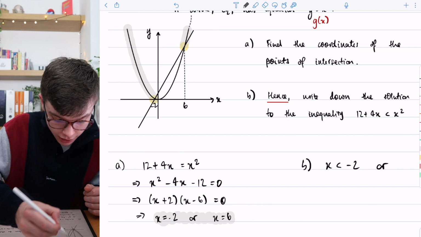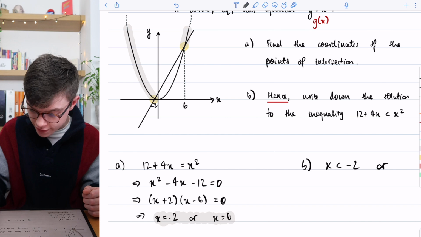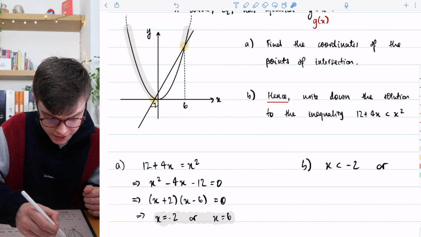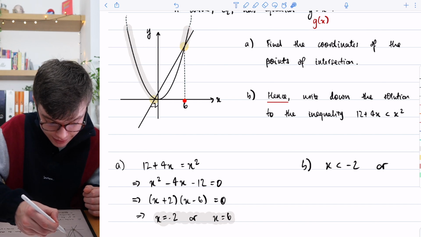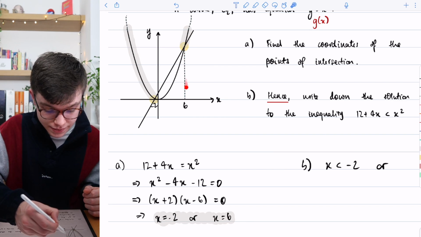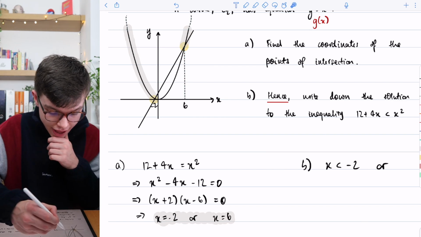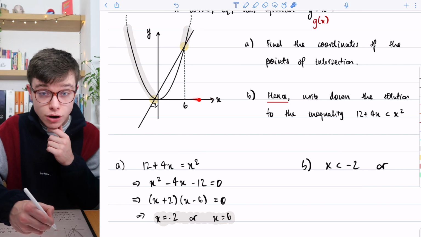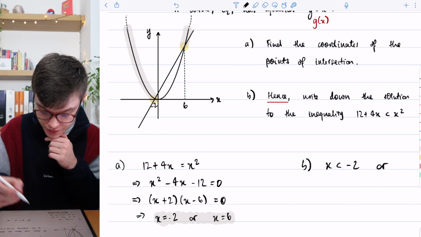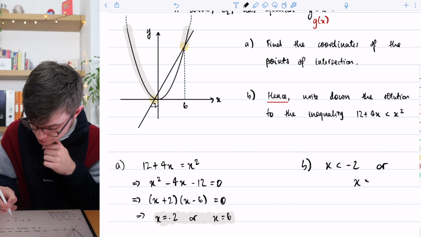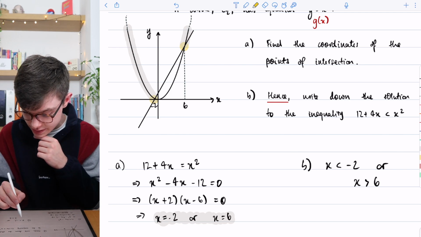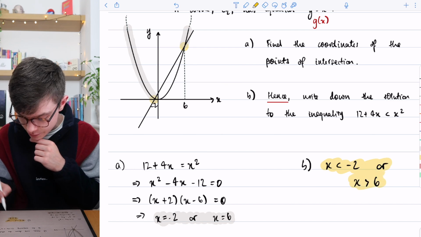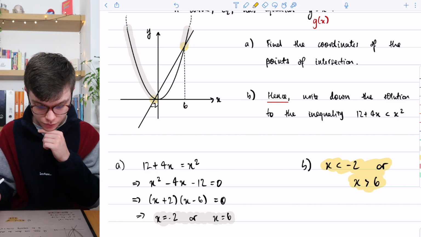And again, remember, our graph will carry on like that forever and ever. We want this part of the graph. Here is our x value of 6, because that was the point of intersection. And then we want, here we can see, the x values to be over here. They are greater than 6, okay? So, x being greater than 6. And then there is our answer to part B, okay?